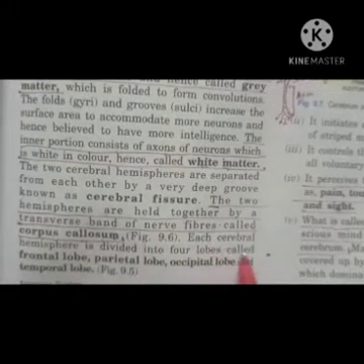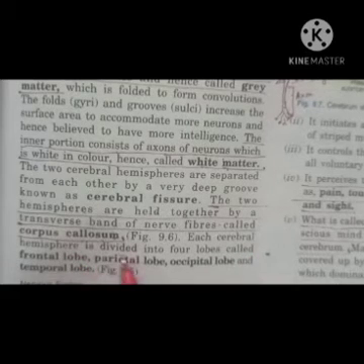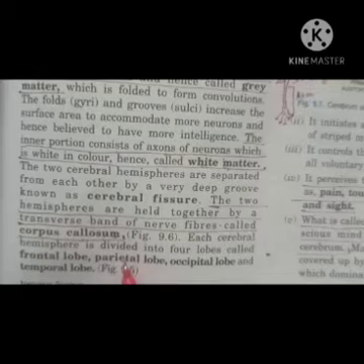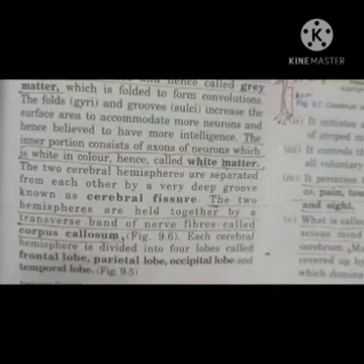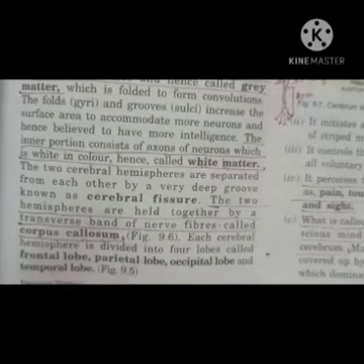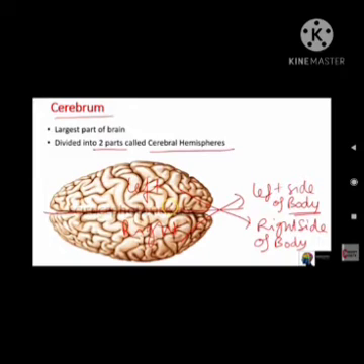Now each cerebral hemisphere is divided into four lobes, that is your frontal lobe, parietal lobe, occipital lobe and temporal lobe. And just remember that the left cerebral hemisphere controls the right part of the body, and the right hemisphere controls the left part of the body.